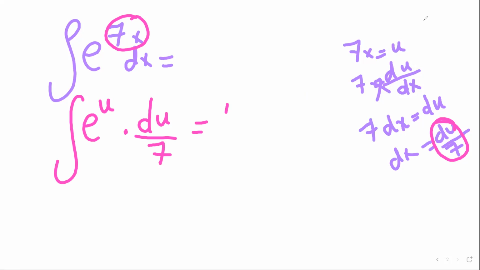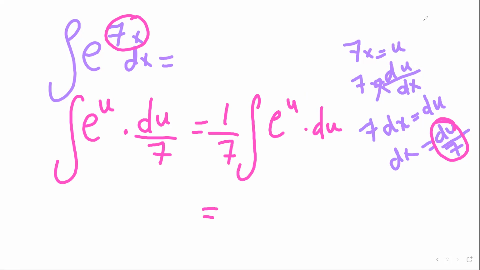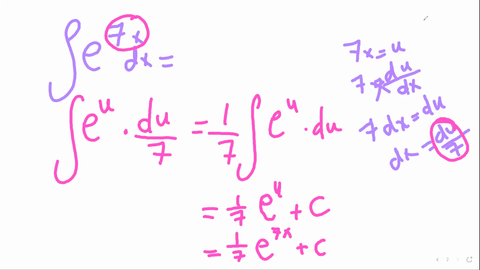Then keep 1 over 7 outside. What is the integration of e to the power u du? It will be e to the power u plus c. So 1 over 7, and replace u with 7x. So it will be 1 over 7 e to the power 7x plus c. Bravo. Is it clear? Yes, teacher.